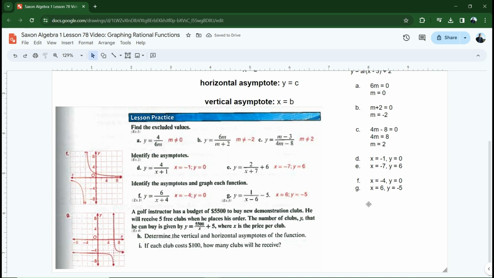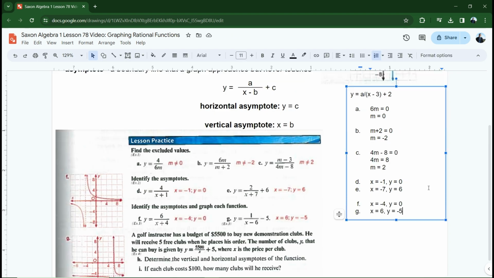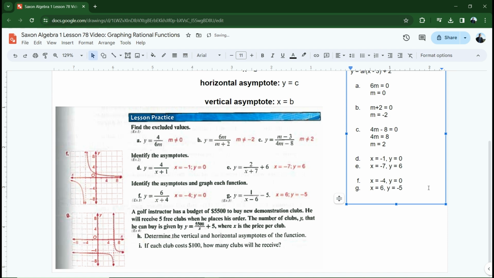All right, now let's look at the word problem. In letter H, a golf instructor has a budget of $5,500 to buy new demonstration clubs. He will receive 5 free clubs when he places his order. The number of clubs that can be bought is given by the equation y, the number of clubs, equals 5,500, that's my budget, divided by x, the price per club, plus 5.